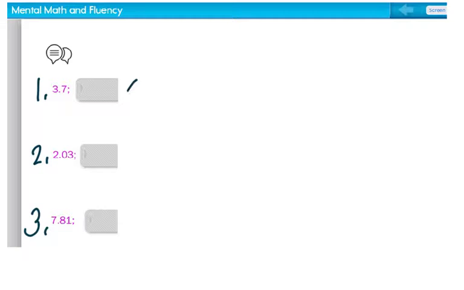3 7/10 is closer to 4. 2 3/100 is closer to 2. And 7 81/100 is closer to 8. Eraser, whiteboard.